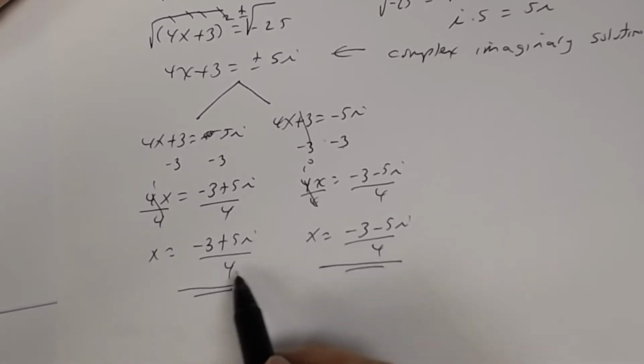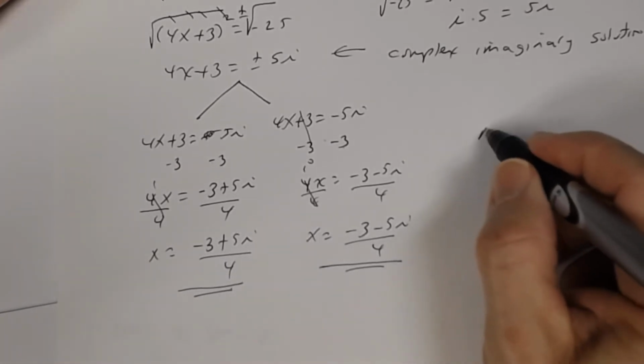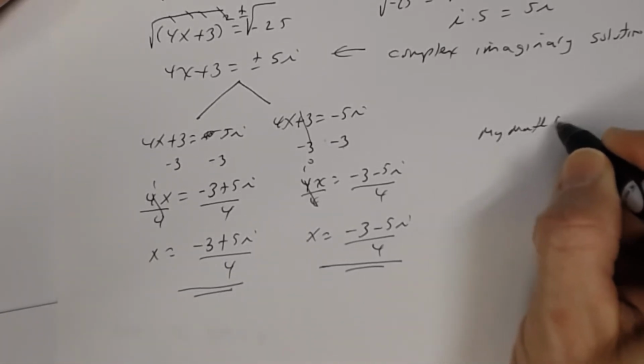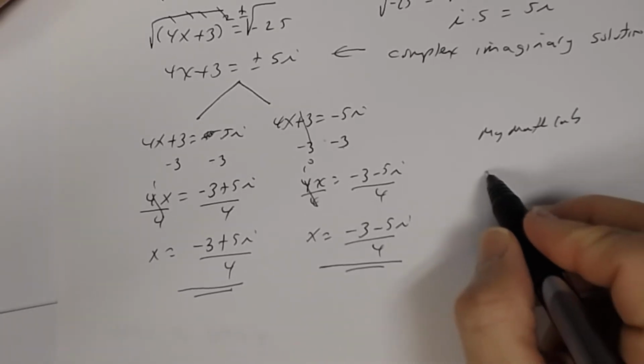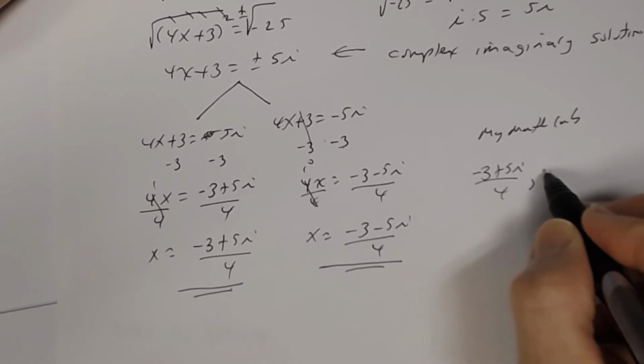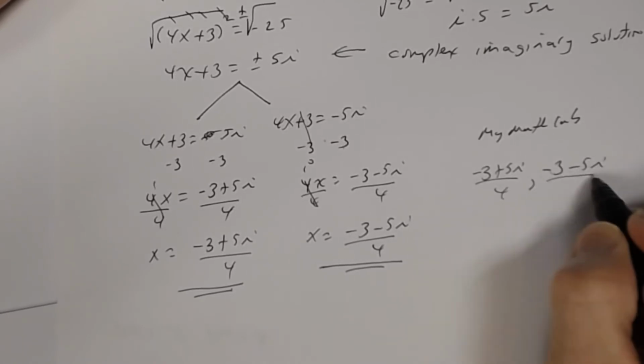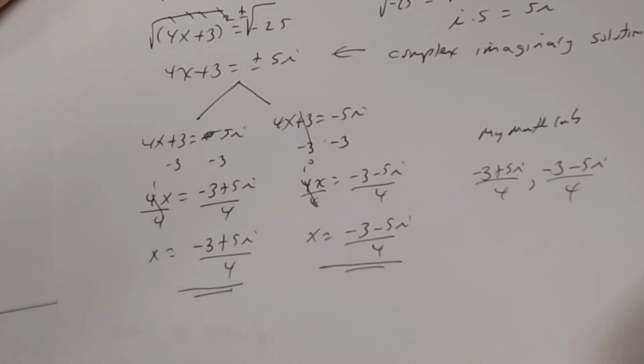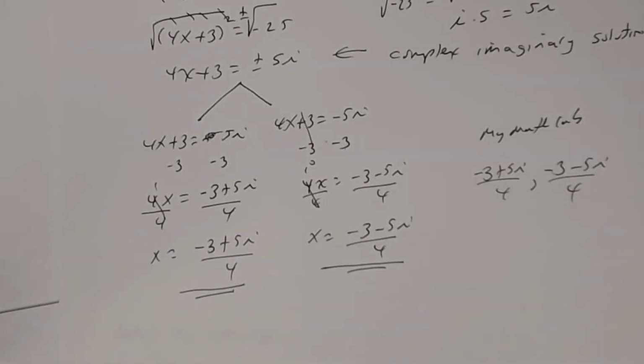All right, so in MyMathLab, you're going to have to say it like this: negative 3 plus 5i divided by 4, comma, negative 3 minus 5i divided by 4. All right. Now, on a worksheet or a test, you can just do this.